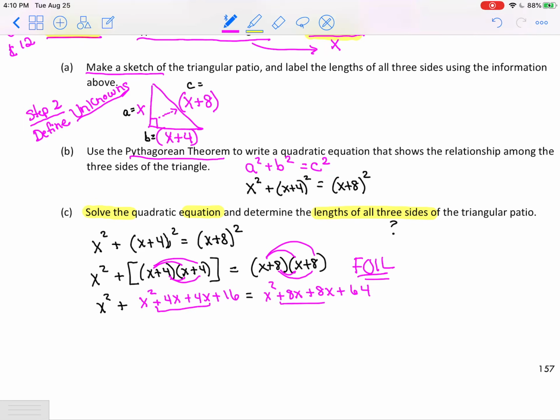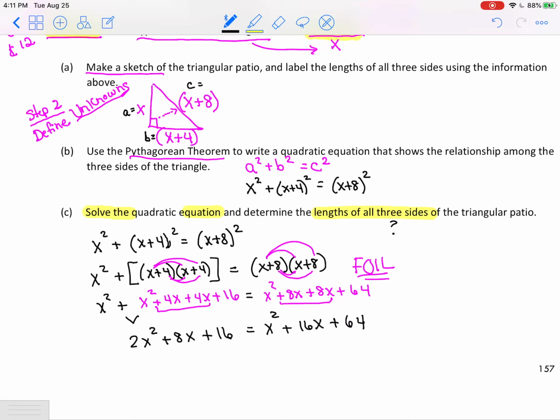All right, and then we can see that we have some combining like terms that we can do here. I'm going to just go back to the black here. All right, so I've got x squared plus x squared. In fact, what I can do, I was not going to because we would see something actually happen if I didn't combine them, but I'm going to go ahead and combine them. So 2x squared plus 8x plus 16 is equal to x squared plus 16x plus 64.